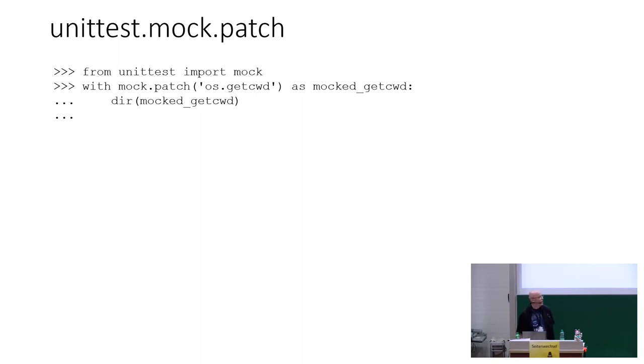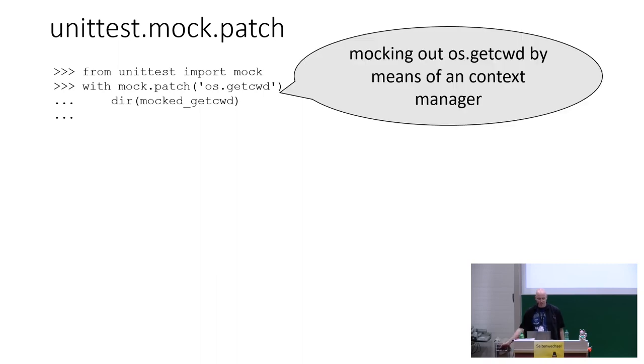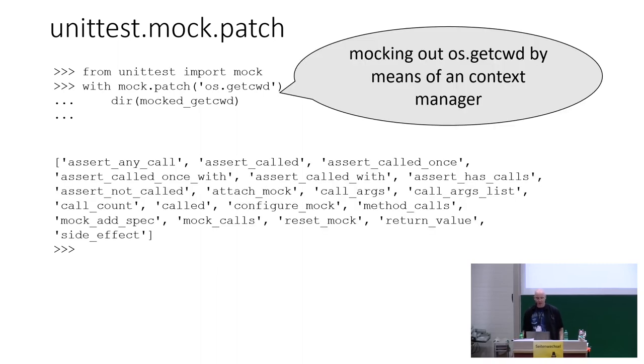And just because we talked before, we can make assertions about this mock object. And in Python, there is this dir operator which shows you all the methods and attributes of an object. This is called a context manager, by the way. And here we can see all the possible mock methods. So what we have already seen was return value.